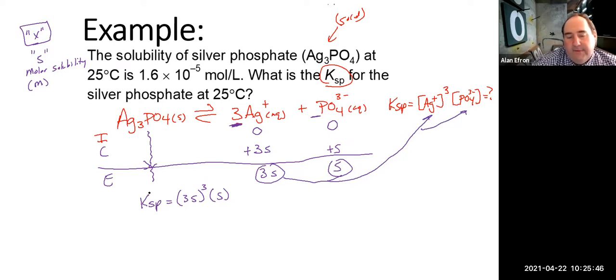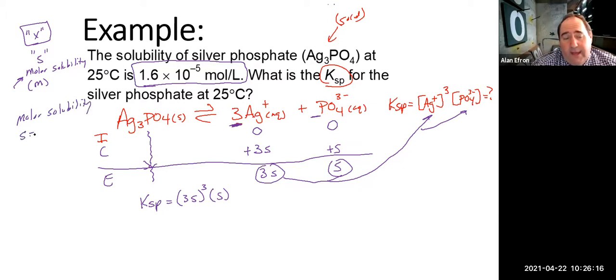Now, if this was a problem where we did have the Ksp and that was all we were given, we would do the same thing that we normally would do. We would actually solve for s. And what would s tell us? s would tell us the molar solubility. In this particular case, we actually have the molar solubility given to us. So this value right here is actually the molar solubility.